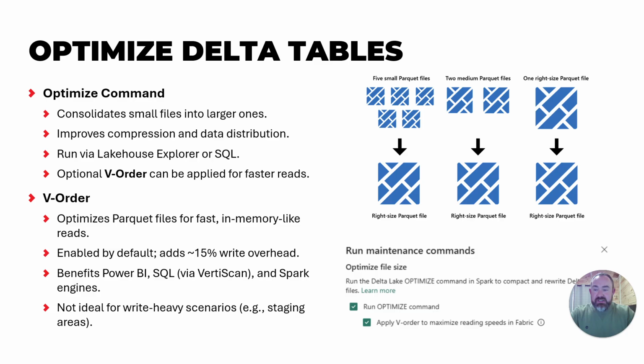We can use the OPTIMIZE command, where we can consolidate small files into larger files, which improves the compression and data distribution. Run via the Lakehouse Explorer or SQL, and the optional V-Order can be applied for faster reads. And V-Order optimizes Parquet files for fast in-memory-like reads. It's enabled by default and adds 15% write overhead. The benefits for Power BI, SQL, and Spark engines are not ideal for write-heavy scenarios like the staging area.